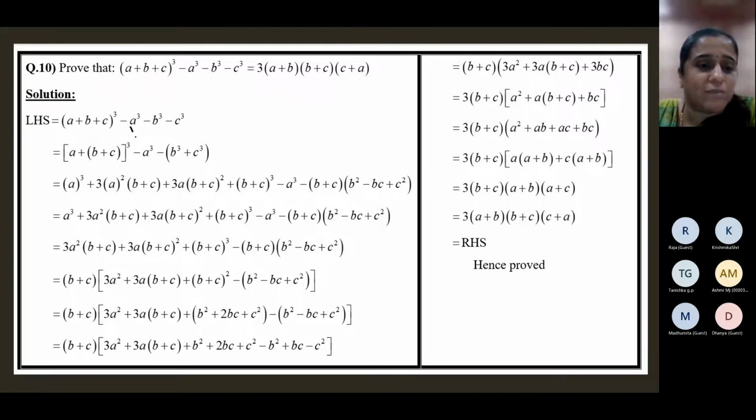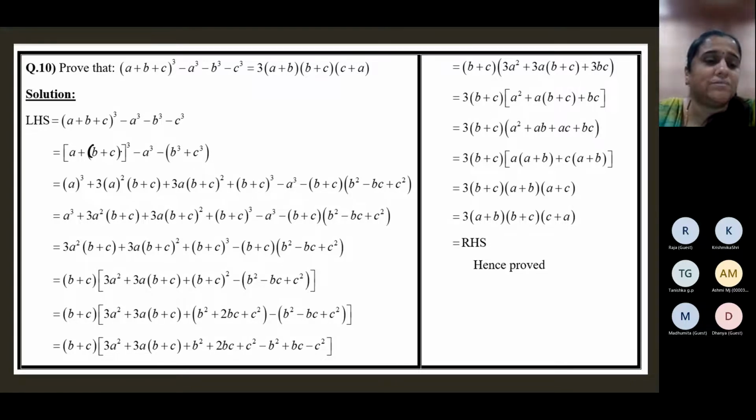So see here, this minus a cubed as it is, this minus is common. So open bracket, minus into b cubed is minus b cubed. Minus into plus is minus c cubed. So be careful with the signs.